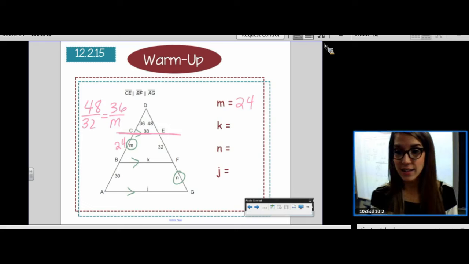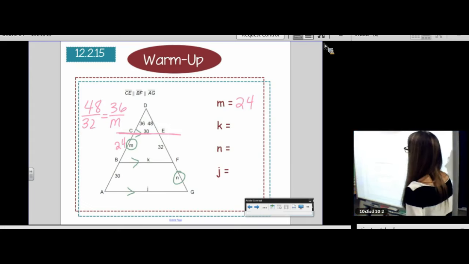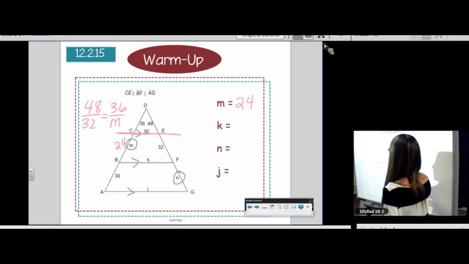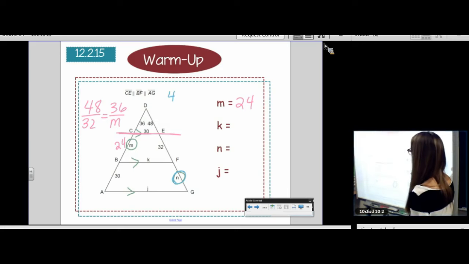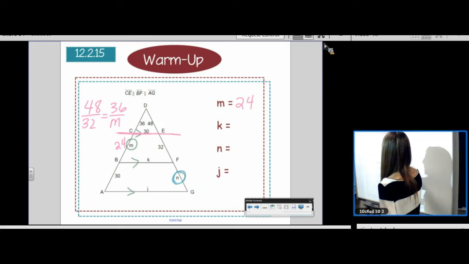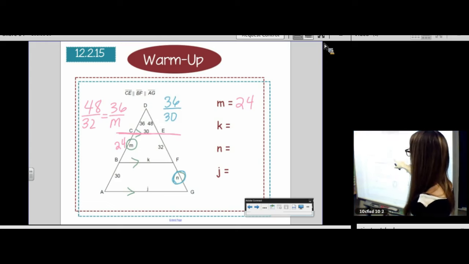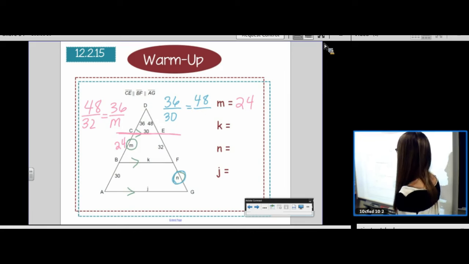Believe it or not, you might not trust me, but you can do the same thing with N. You can say 40, well, we're probably going to do the other side actually. We're going to do 36 is to 30. You see that? 36 is to 30 as, you just need to match it up, as 48 is to N.